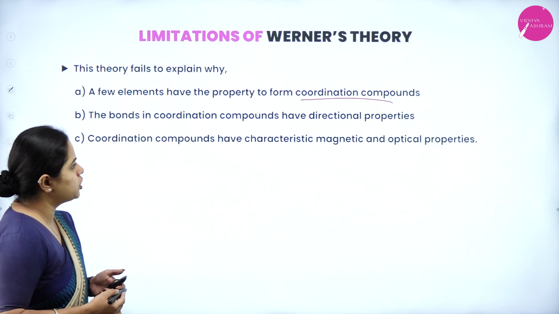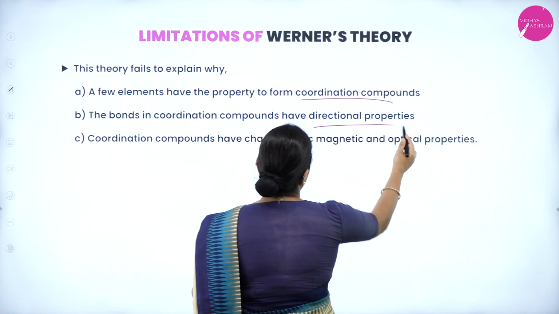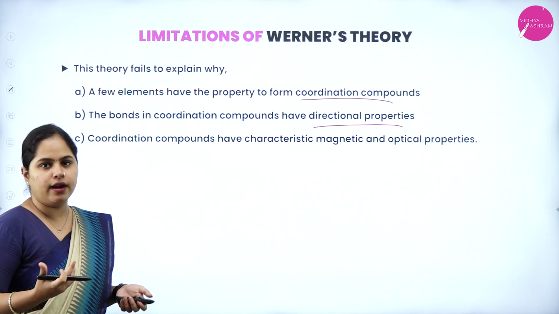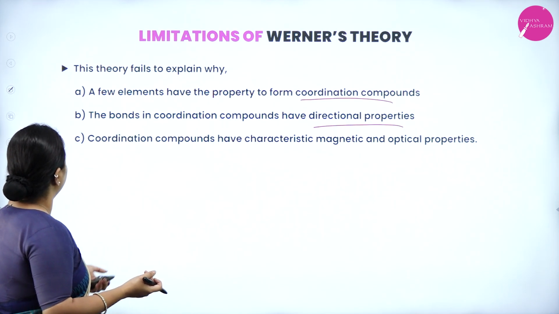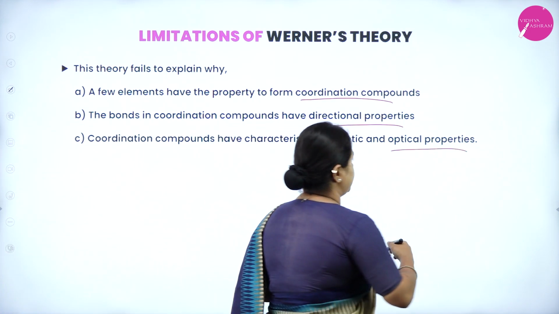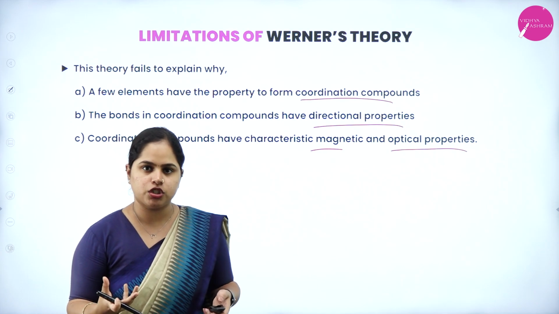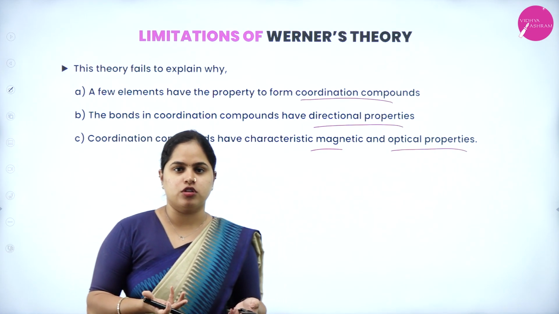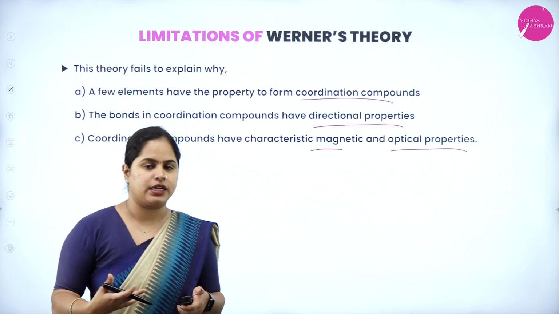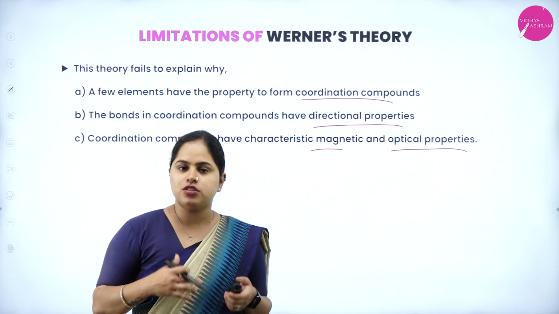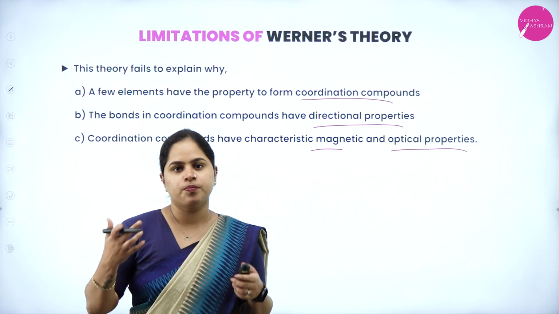The bonds in coordination compounds have directional properties. Just now we discussed directional properties are there, right? Regarding that, no explanation was given. And coordination compounds have characteristic magnetic and optical properties. Based on the coordination compounds and their oxidation number, we can calculate the magnetic property also, whether it is diamagnetic or paramagnetic, right? Regarding that also, there was no explanation given. So because of these reasons, Werner's theory was discarded.